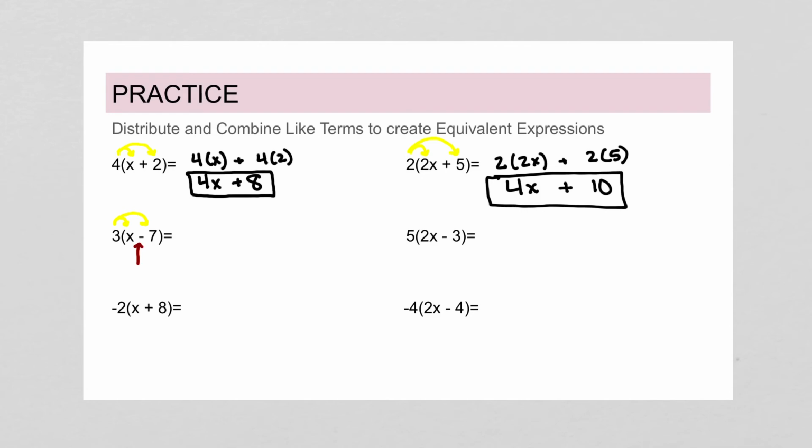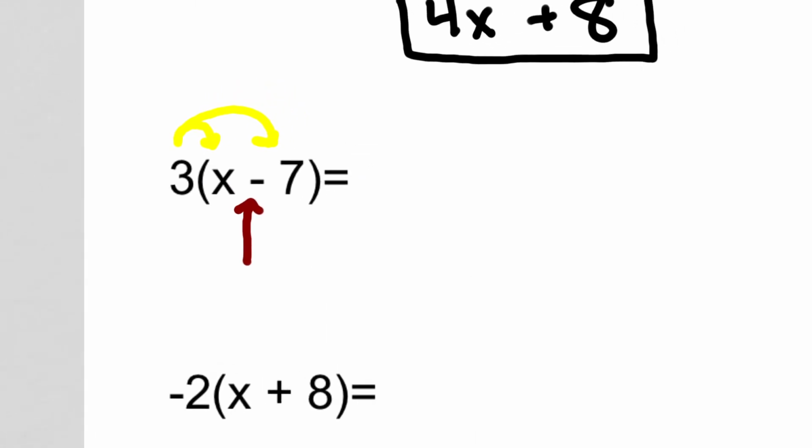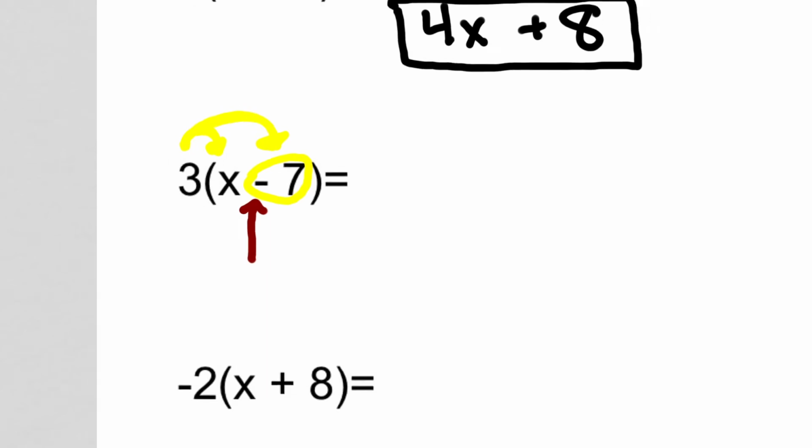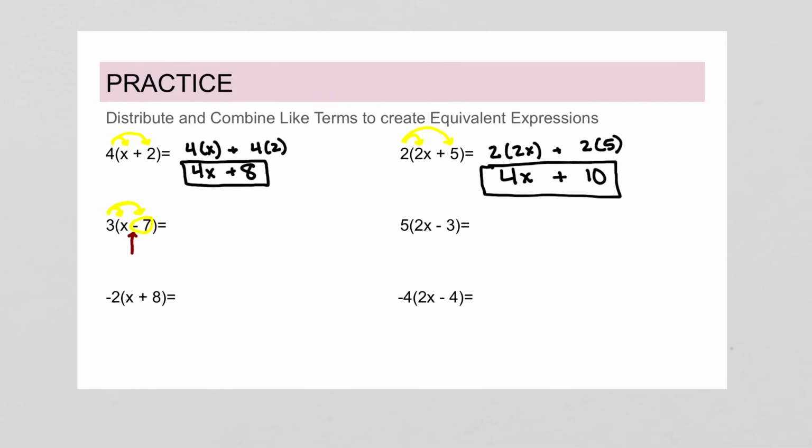Well, what I want you to get in the habit of doing is putting whatever sign that is in front of it with that very next number. So I want you to think about this as a positive 3 times a positive x, and then a positive 3 times a negative 7. That's how I want you to look at that. Okay? Now let's start again.